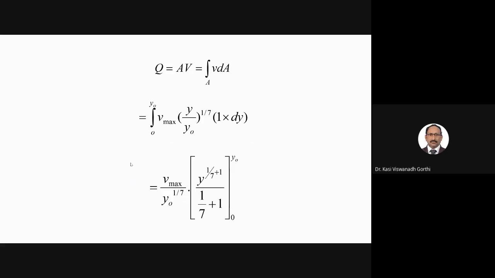We have a very standard expression, the discharge Q equal to area into velocity, the continuity equation, or the discharge equation which you must have taken. Discharge Q is equal to area into velocity: area capital A, velocity capital V, the mean velocity.